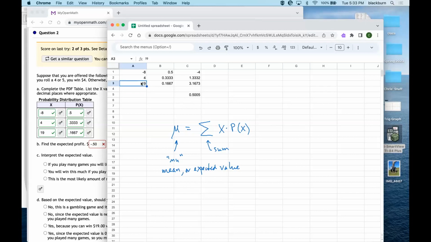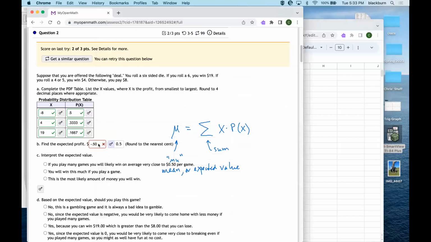Yeah, so there you go. That was supposed to be 19 right there. So there, now I got 0.50, 50 cents. Okay. So the expected profit I'm going to make is 50 cents for each time I play this game. Interpret the expected value. If you play many games, you will likely win on average very close to 50 cents per game.